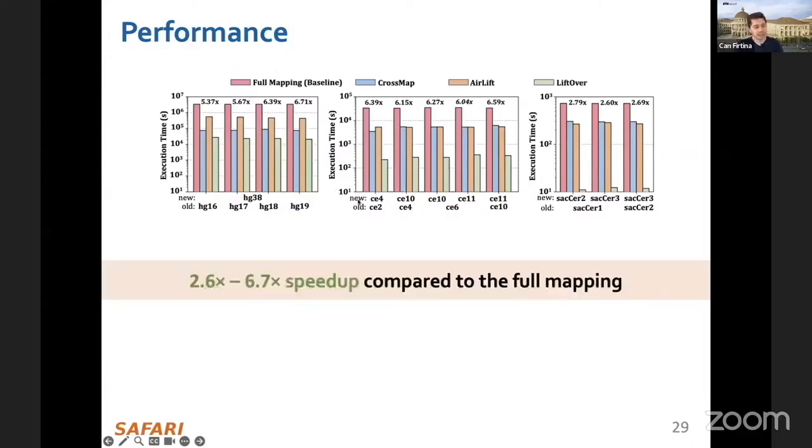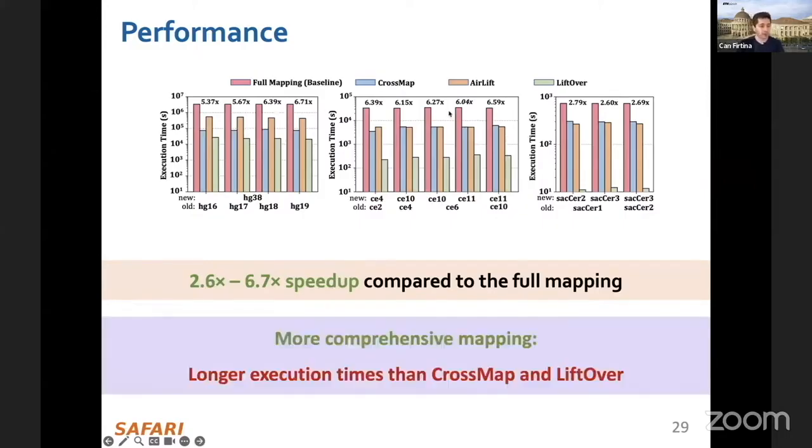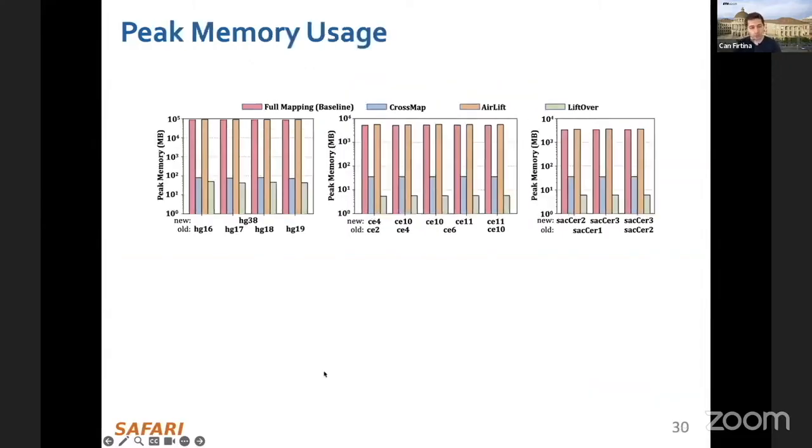So by looking at these figures, what we see is that AirLift provides on average 2.6 to 6.7x speed up compared to the full mapping. But of course, it is slower than CrossMap and LiftOver. This is simply because AirLift provides a more comprehensive mapping. Then it leads to longer execution times than CrossMap and LiftOver.